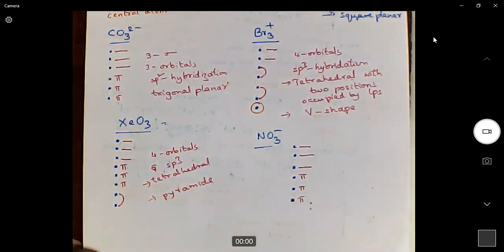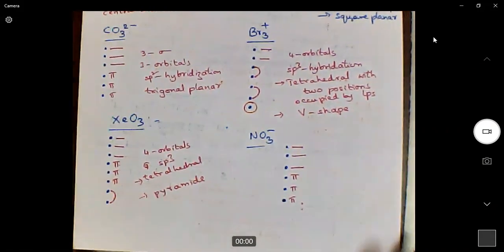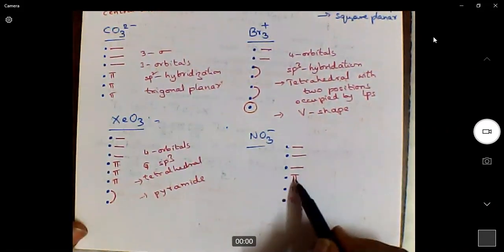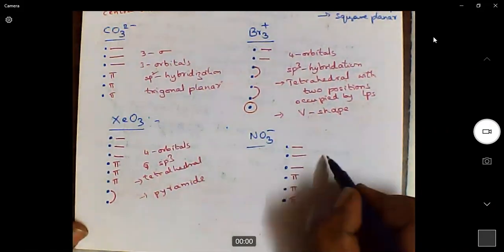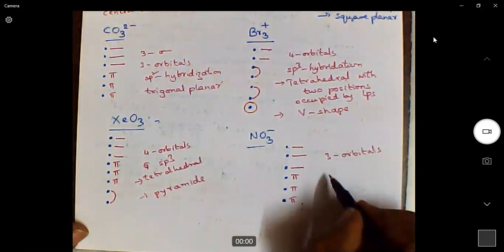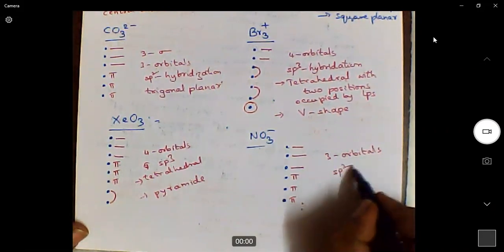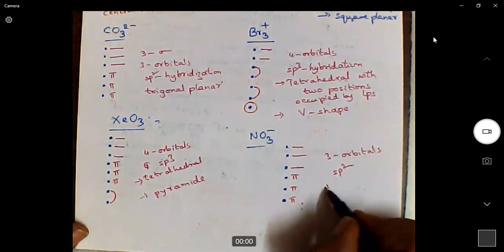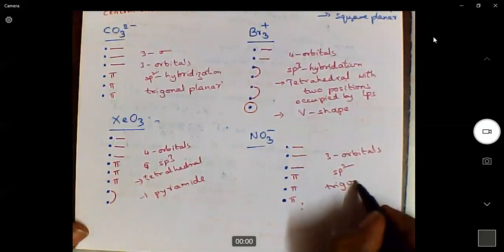In order to determine the hybridization, we only consider sigma orbitals. We don't consider pi. So there are 3 sigma orbitals. There are 3 orbitals involved in hybridization. 3 means sp2 hybridization. It is trigonal planar shape.